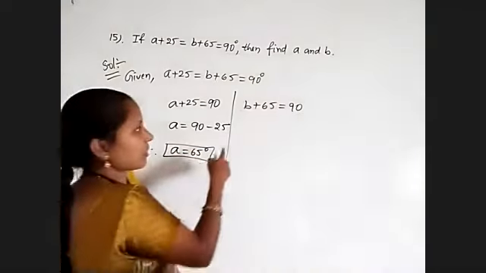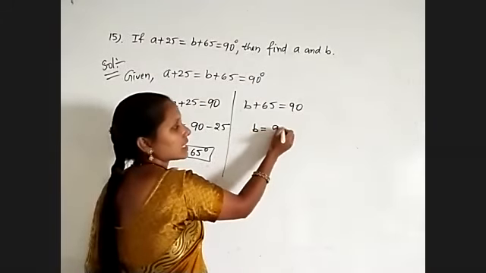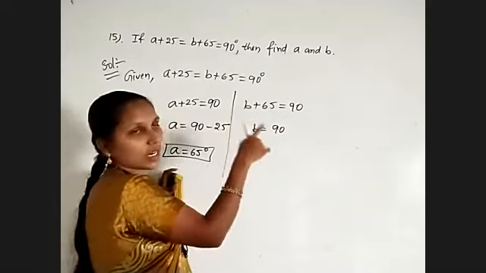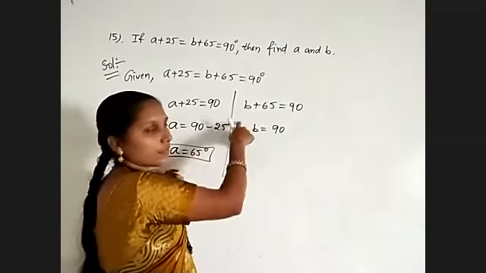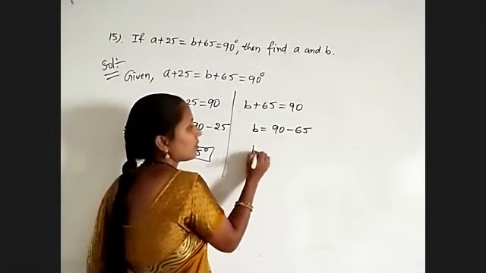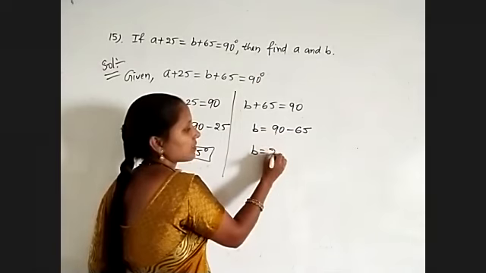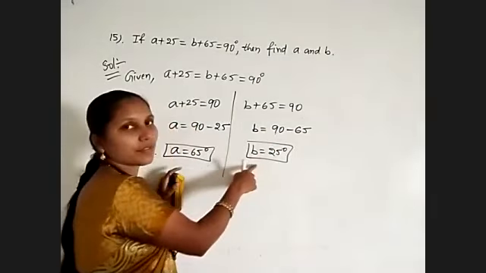Same, simplify this value also. B is equal to, the right side 90 is there. So already I told you, whatever number is on the right side, write that first. Then plus 65, we are transferring to the other side, so it will become minus 65. So B will be equal to 90 minus 65, which is 25 degrees. Sum of 65 plus 25 is 90, so they are complementary angles. A is the complement of B, and B is the complement of A.